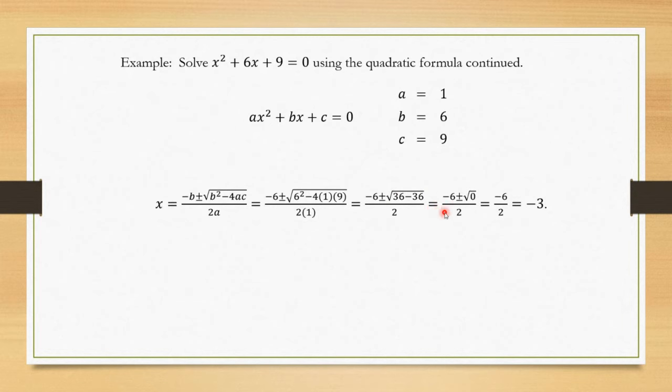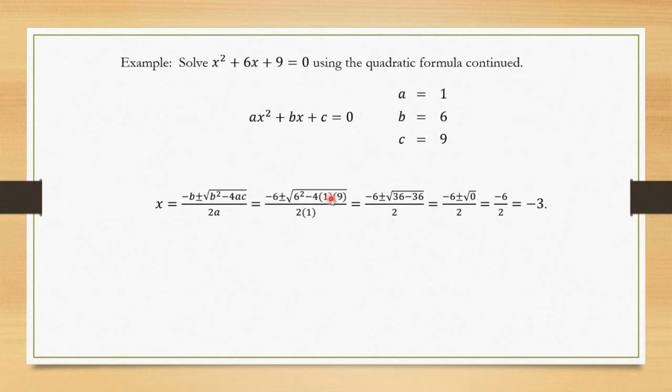But the square root of 0 we should know is 0. So here we get negative 6 over 2, which is negative 3. In other words, here we're only getting one solution. It's not like the previous example where we got 2.